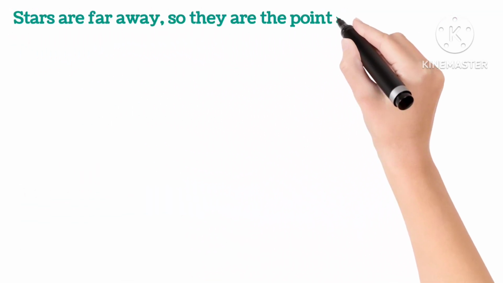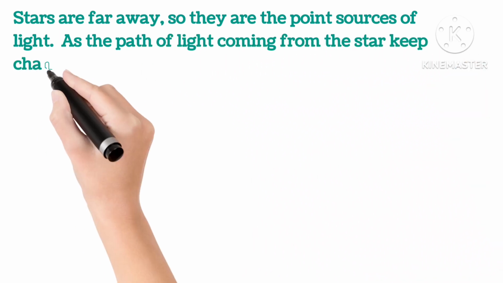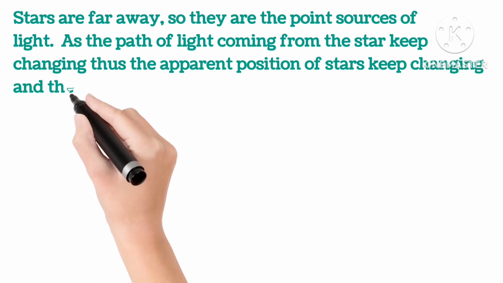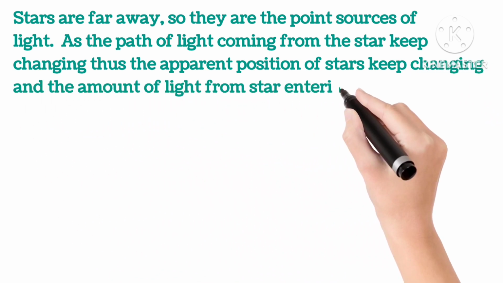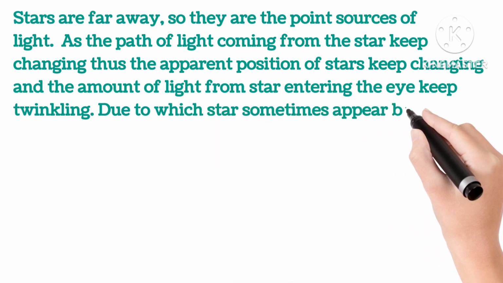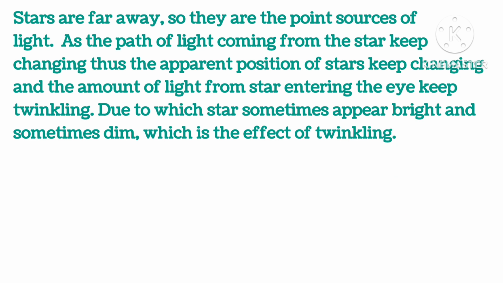Stars are far away, so they are the point sources of light. As the path of the light coming from the stars keeps changing, the apparent position of the stars keeps on changing, and the amount of light from the star entering the eye keeps fluctuating, due to which the star sometimes appears bright and sometimes dim, which is the effect of twinkling.